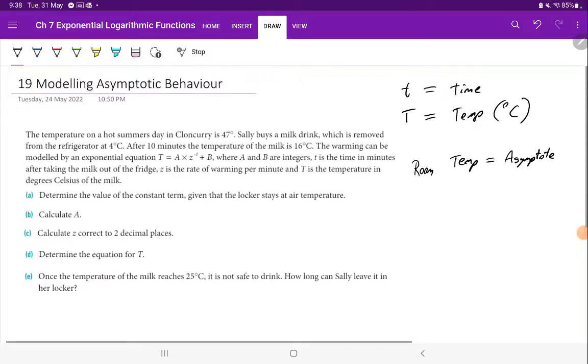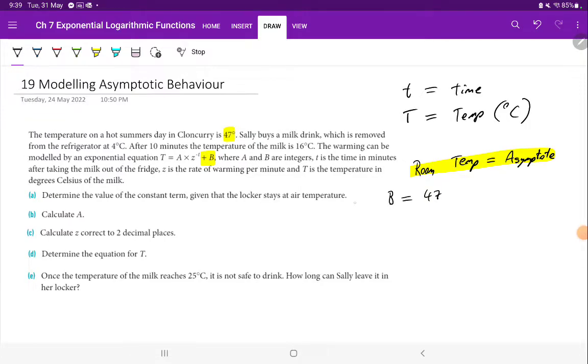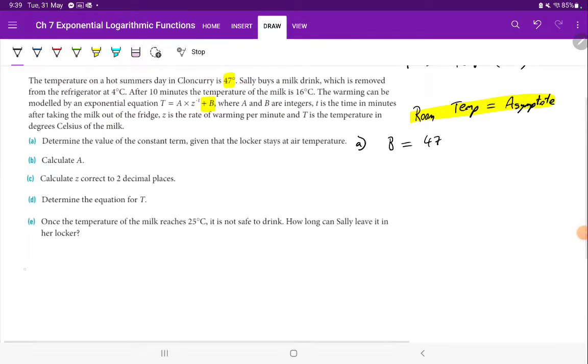Since the room temperature is 47 degrees, and our asymptote is controlled by this, we know that B, our constant term, is going to be 47. No working out needed. Part A done. Now for part B, it wants us to calculate A. Well, we actually have a point. In fact, we've been given 2 points.